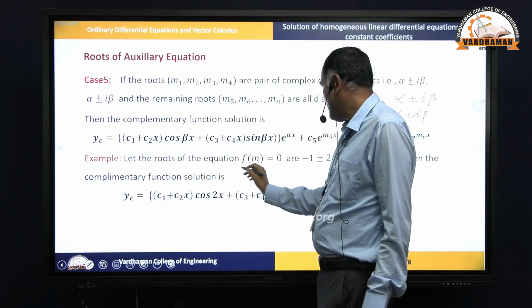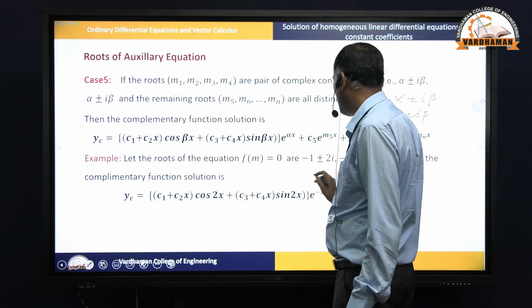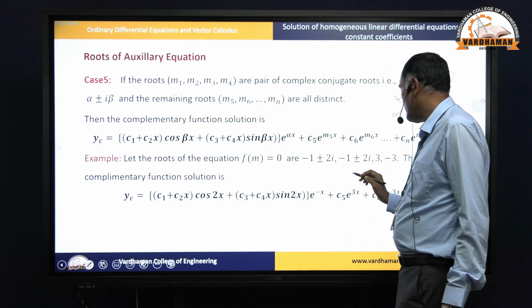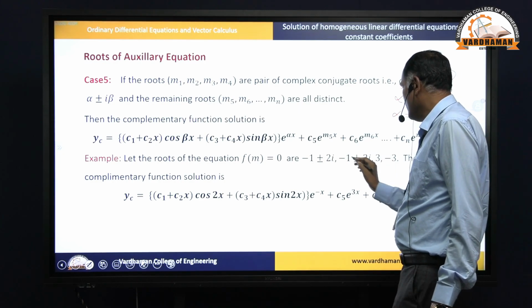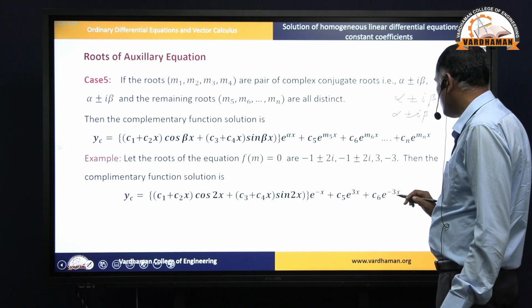Here we have taken one example. Let us say roots are like this. Roots of the auxiliary equation are minus 1 plus or minus 2i, minus 1 plus or minus 2i. Here the complex root is repeating and the other roots are real and distinct.